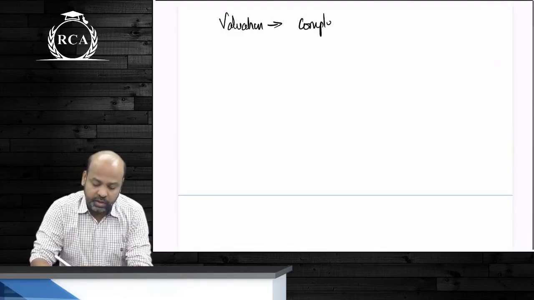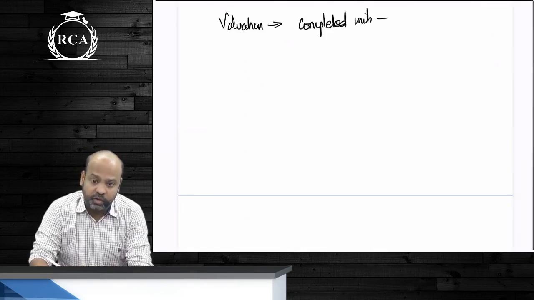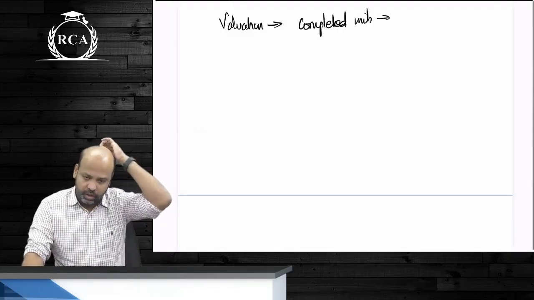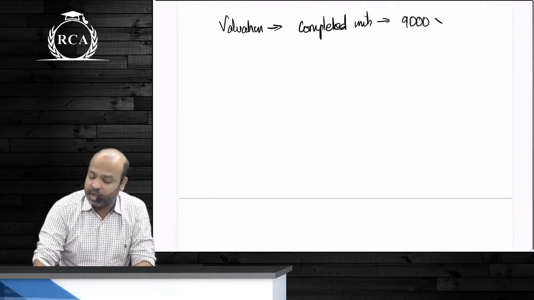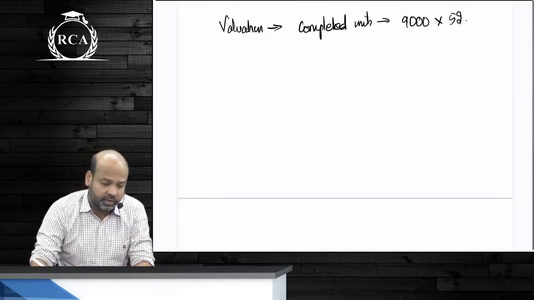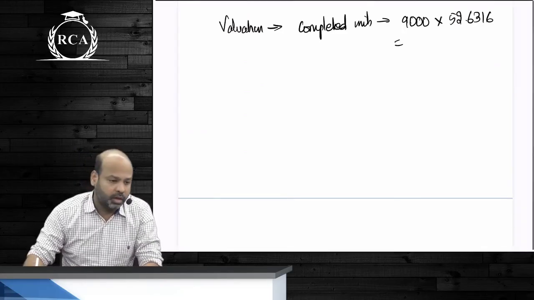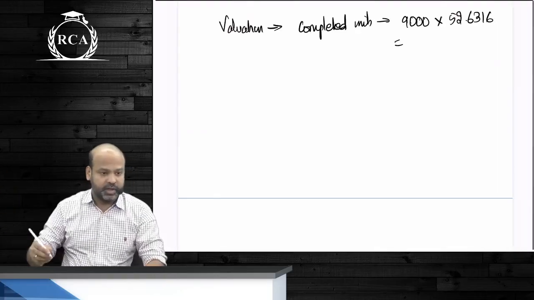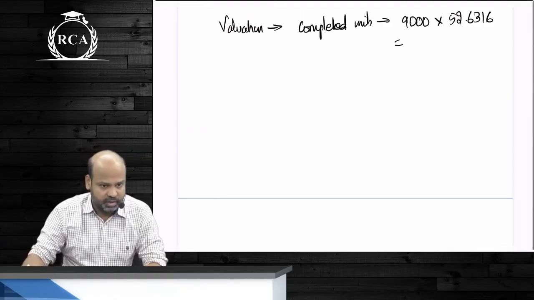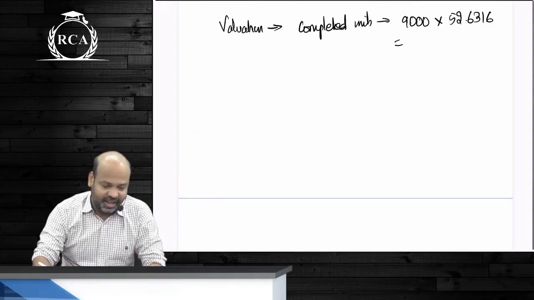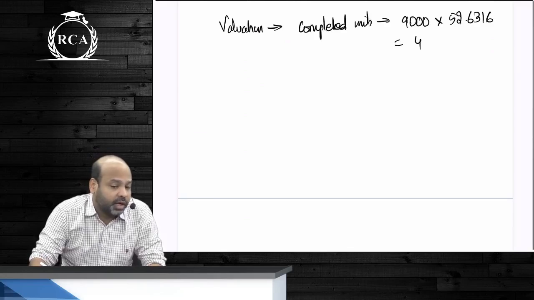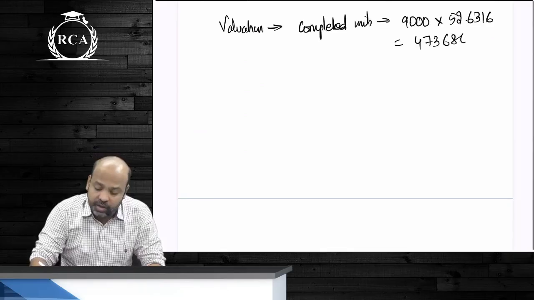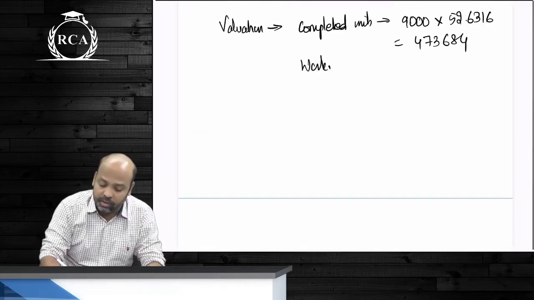Completed units जो है guys, completed units for this process. Next process के लिए again it will become input. Only as far as this process is concerned, it's a fully completed unit. So 9000 units multiplied by 52.6316, completed units 9000 into 52.6316 बेटा, कितना ये? 4,74,684 guys. What will be the valuation of work in process, 1000 units?